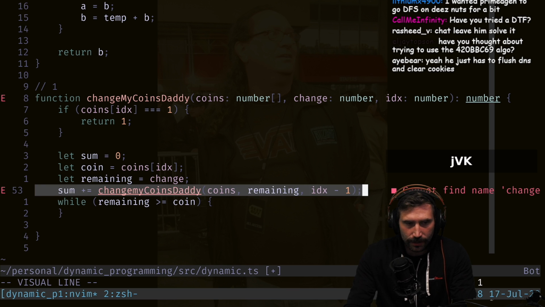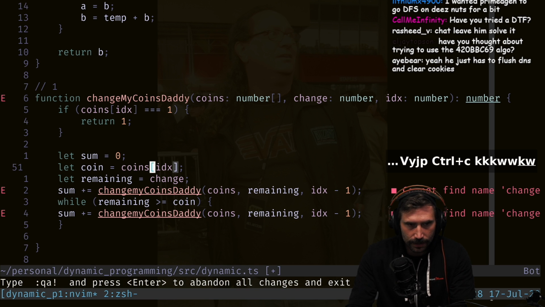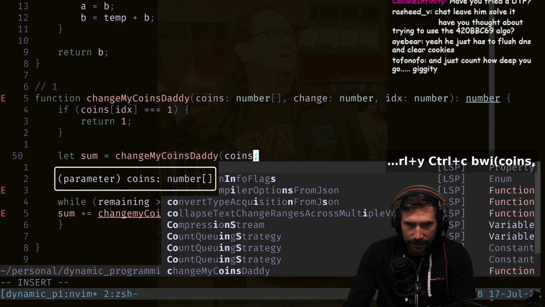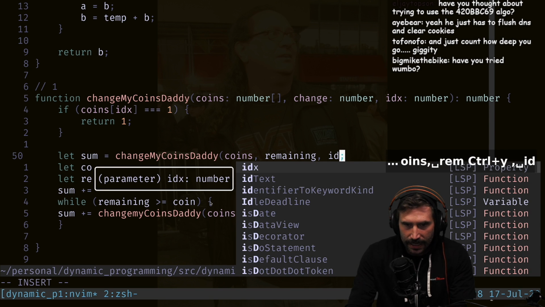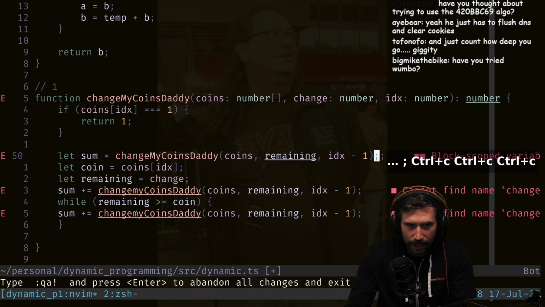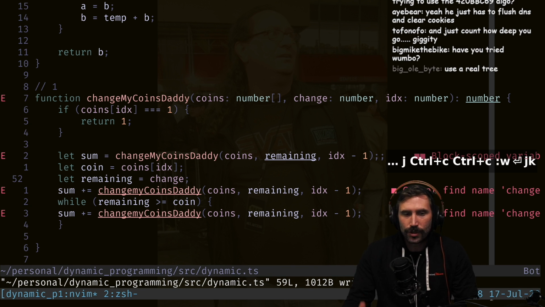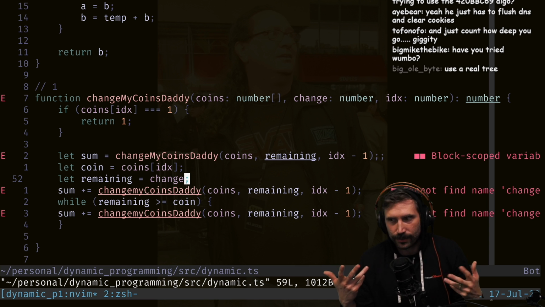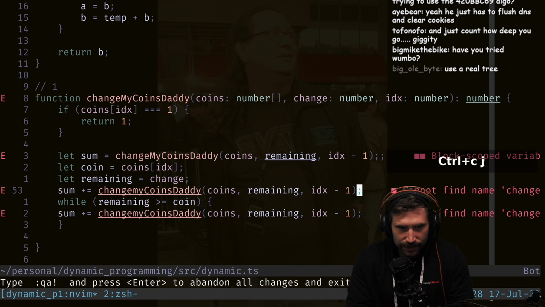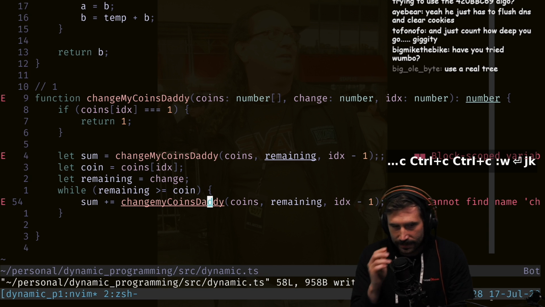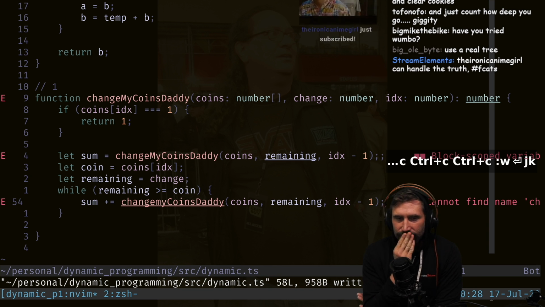Actually, you know what? We can move one of these out here. Because technically, change my coins daddy can take in the coins and the remaining and IDX -1, right? We can always just not use it, right? We don't have to use it. And then this is, I think, where the do-while is close, right? I really wish I had a do-while right now. I just want it so bad. It can't be the sum. This doesn't feel right.